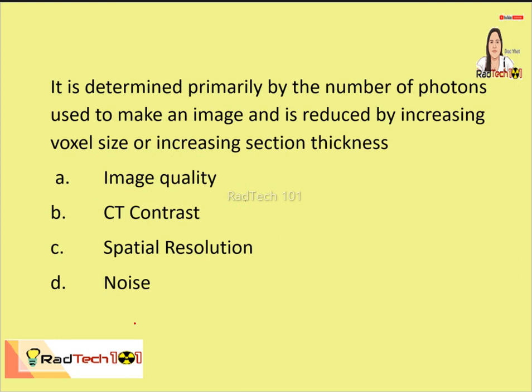Next, it is determined primarily by the number of photons used to make an image. So, ang dami ng X-rays, ang dami ng photons used to make an image, and this is also reduced by increasing the voxel size or decreasing the section thickness. This is noise. So, the more number of photons used, less noise.